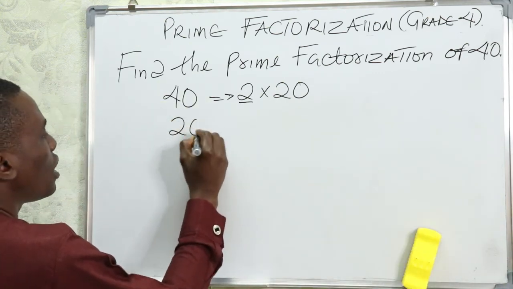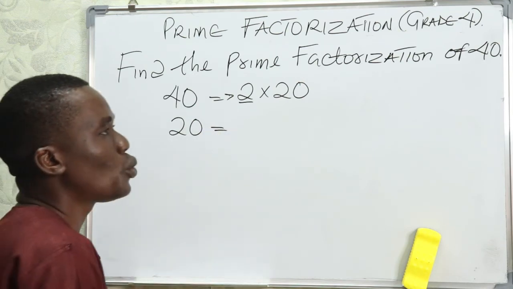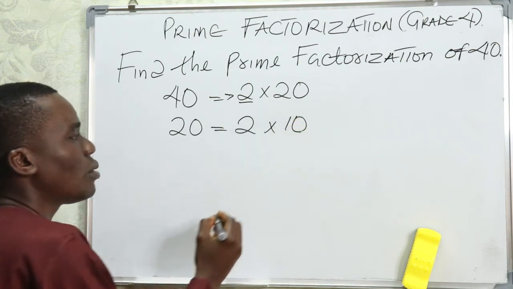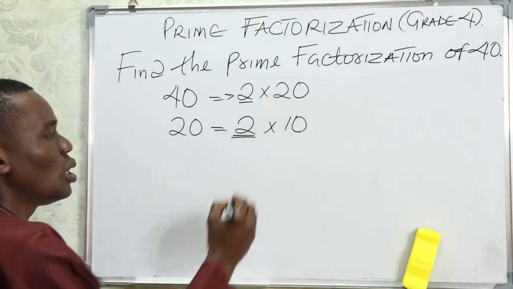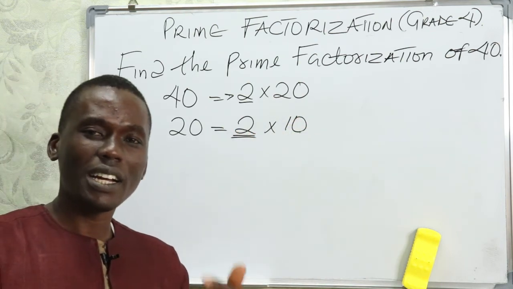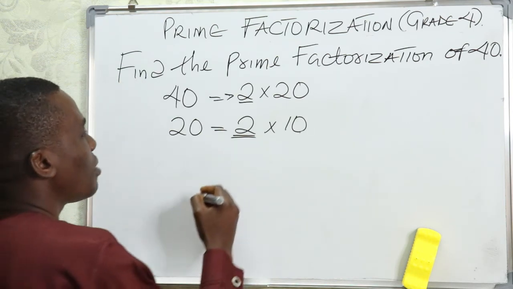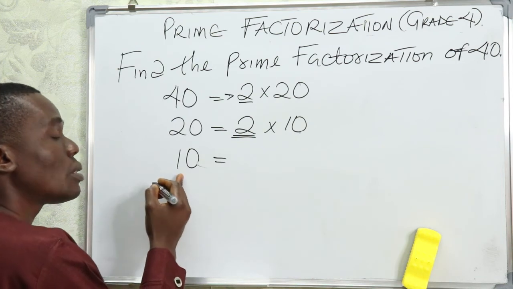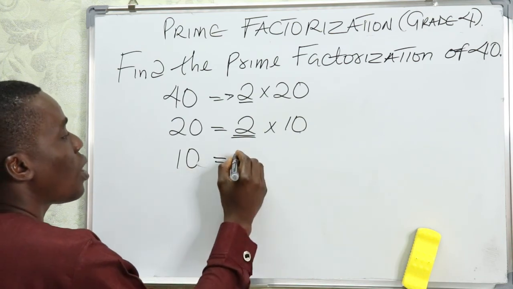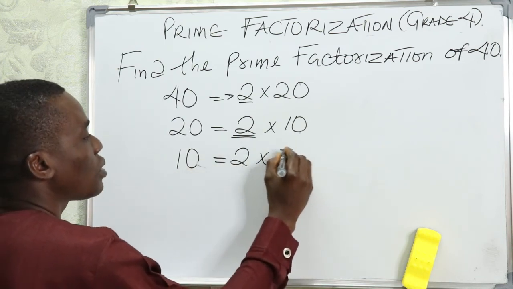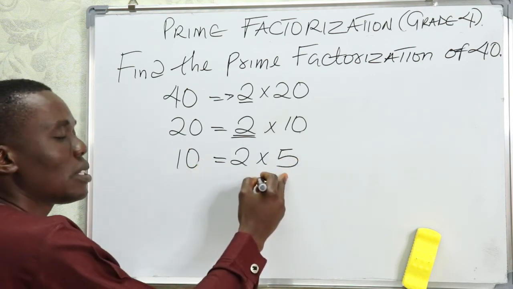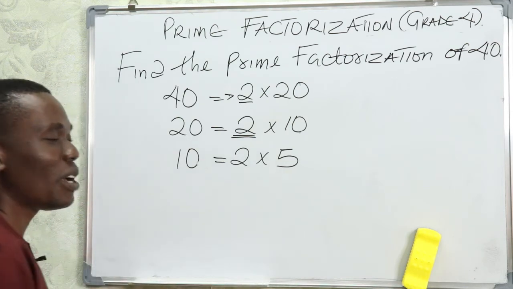Again, we're going to bring out 20. Now 20, 2 times 10 will give us 20. 2 is a prime factor and 10 is not a prime factor. So we'll bring out 10. What can we multiply to give us 10? We'll have 2 times 5, and 2 times 5 will give us 10.